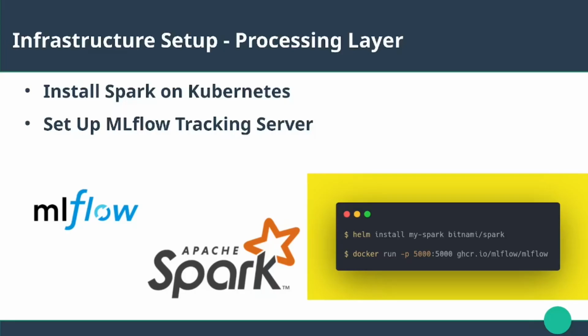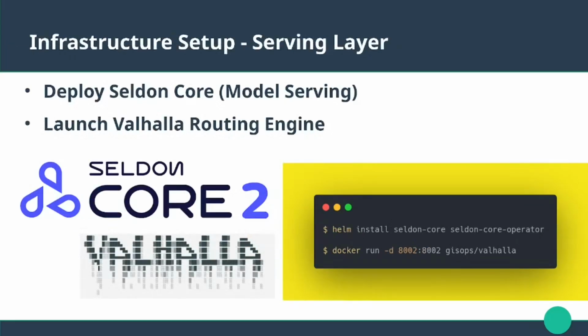Now moving on to the third layer, the serving layer. This is composed of 2 different components. First, we have the Seldon core for model serving, which can be installed with Helm and the Seldon core operator. This gives us the Kubernetes native ML deployment. And second, we have the Valhalla routing engine, which is a container that can be installed with the docker run command. So remember, this will give us the OpenStreetMap powered routing API. There you go. The environment is ready in under 10 minutes.